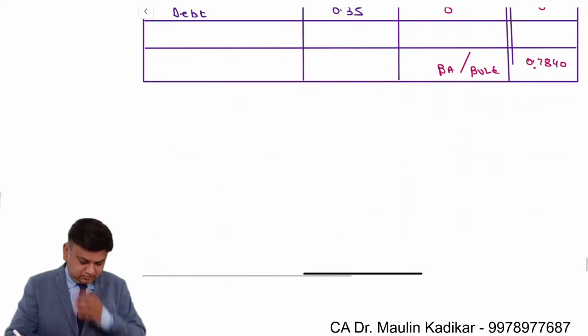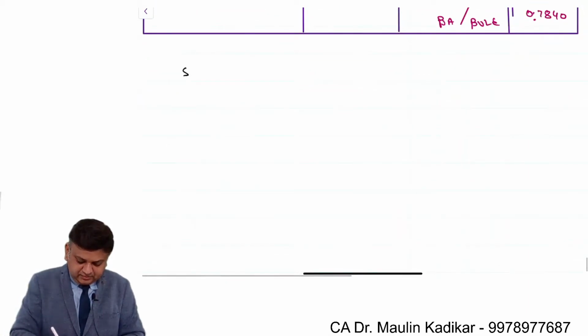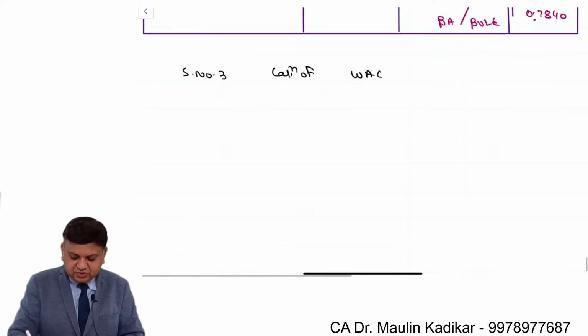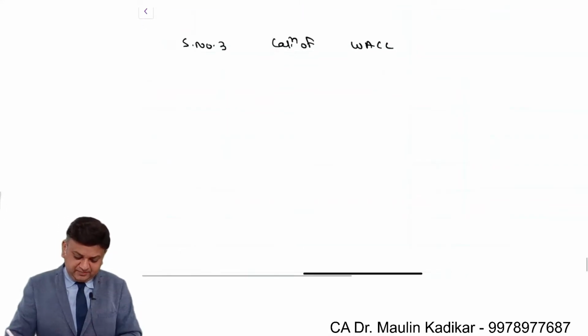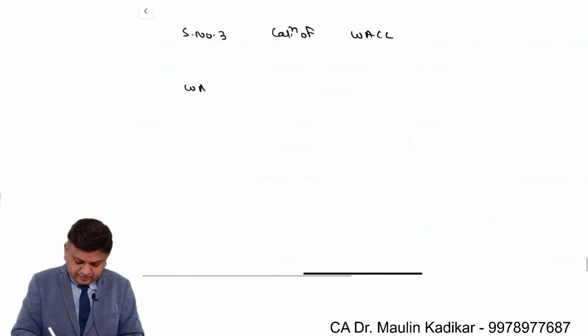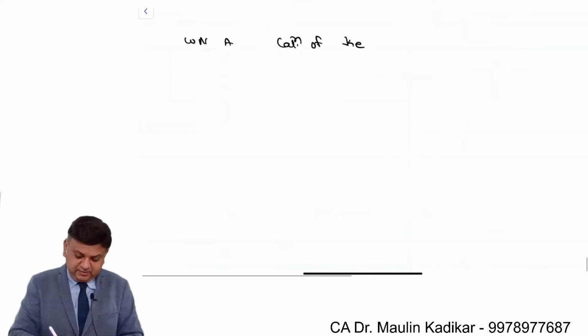Next. Step number 3, calculation of weighted average cost of capital. In that, again, there are 3 workings to be made. Working note A, calculation of cost of equity, that is RF plus beta into RM minus RF.